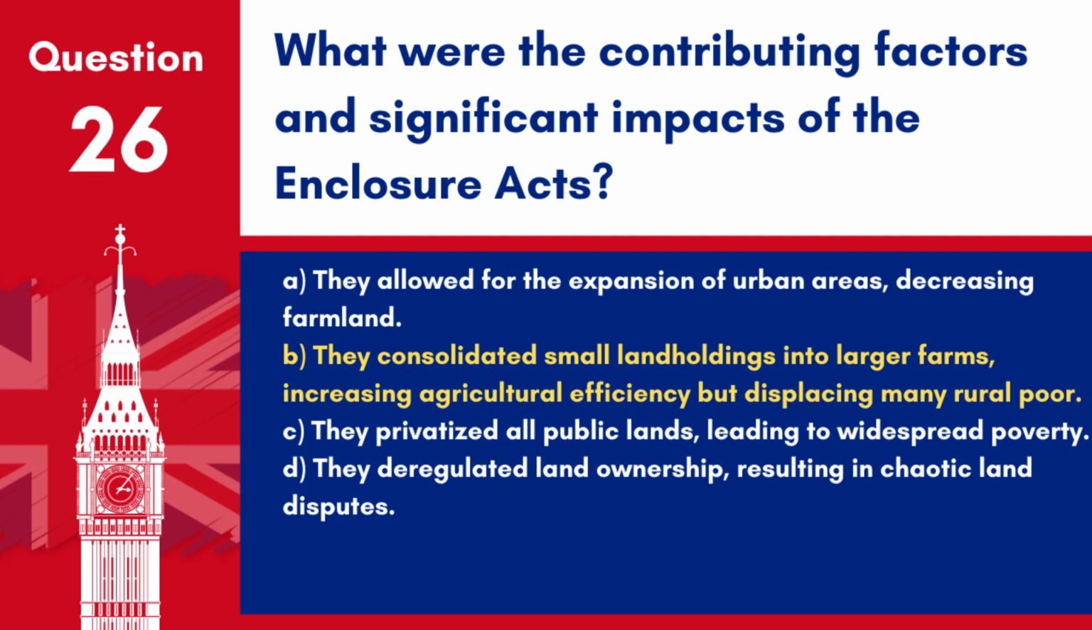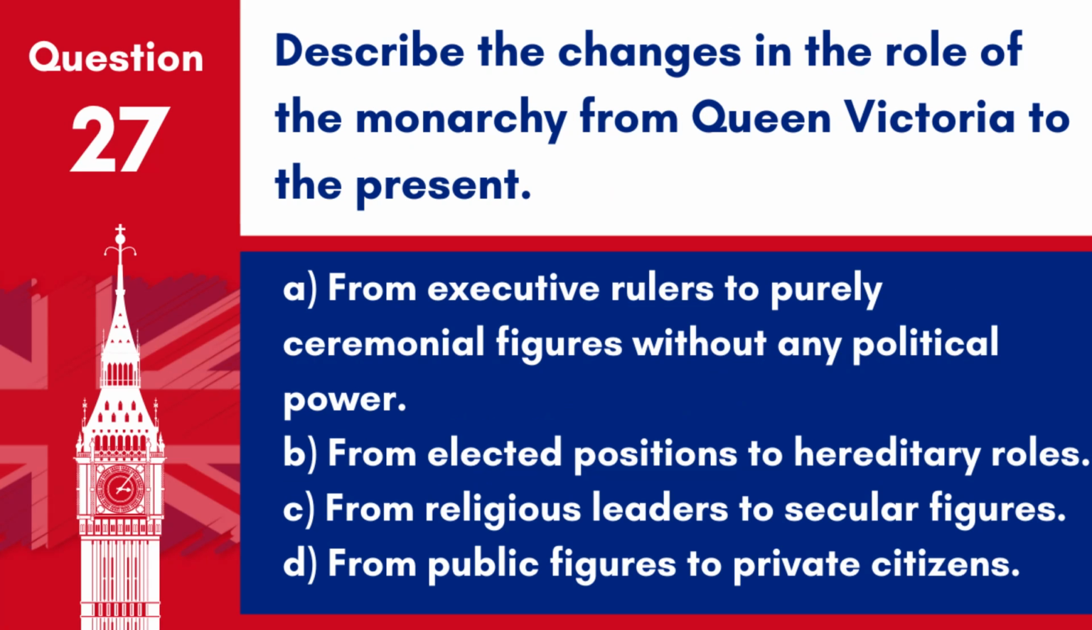The Enclosure Acts transformed the landscape of rural England, promoting modern farming practices at the expense of traditional communal land use. Question 27. Describe the changes in the role of the monarchy from Queen Victoria to the present. A. From executive rulers to purely ceremonial figures without any political power. B. From elected positions to hereditary roles. C. From religious leaders to secular figures. D. From public figures to private citizens.